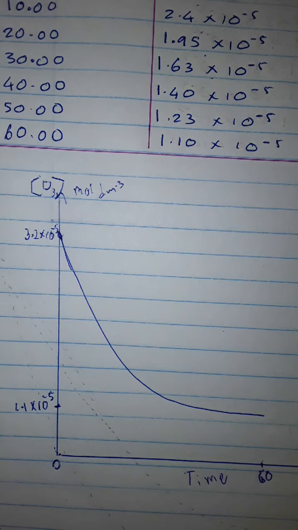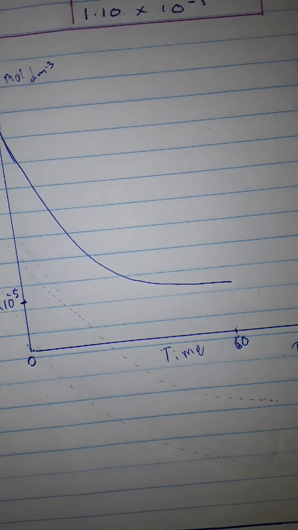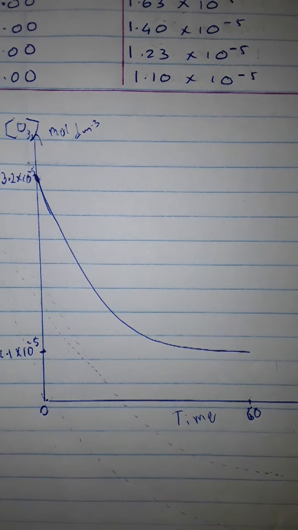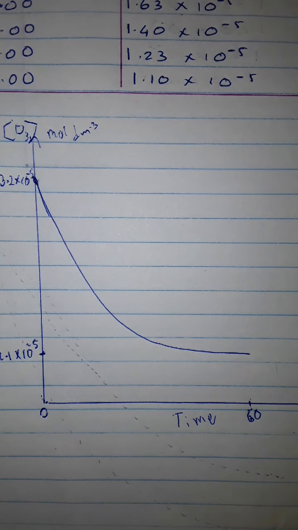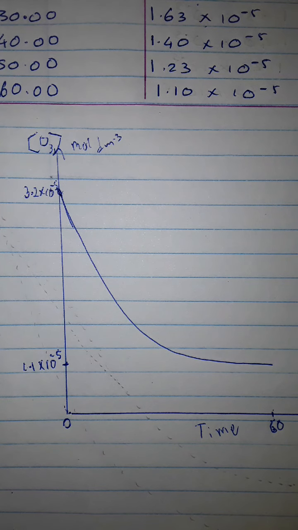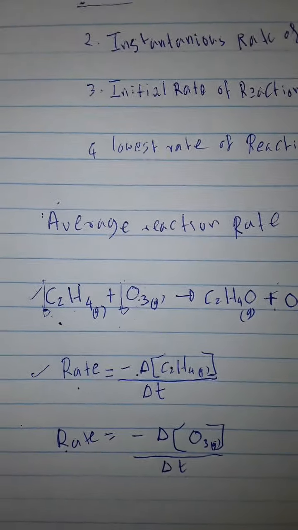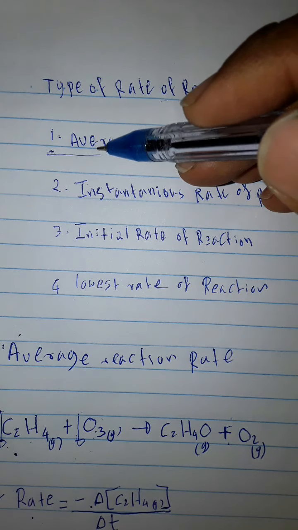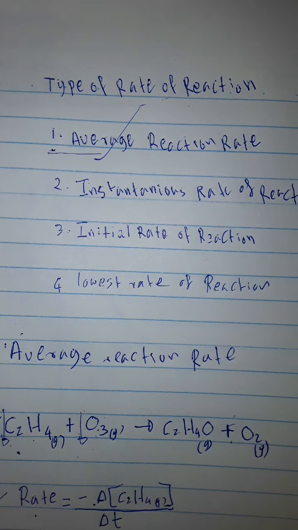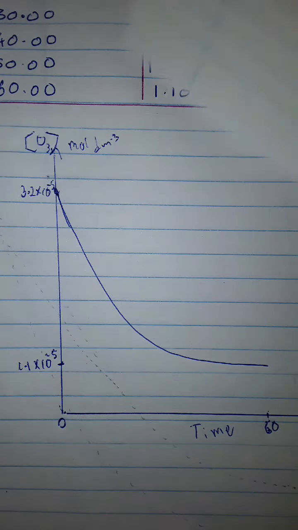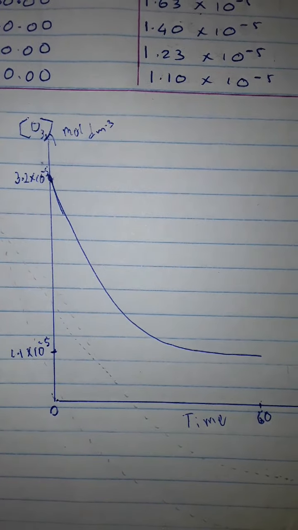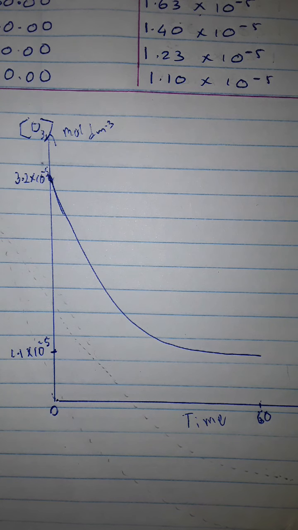Now remember, earlier we discussed there are different types of reaction rate. There were 4 types of reaction rates. The first one is the average reaction rate. So how can I find the average reaction rate in this kind of graph? Average reaction rate can be determined like this.